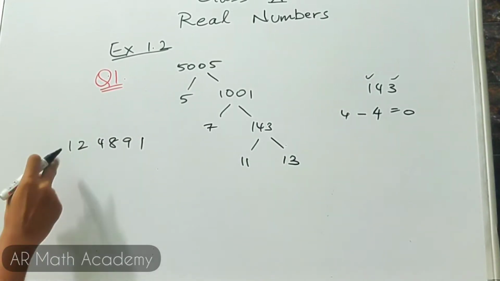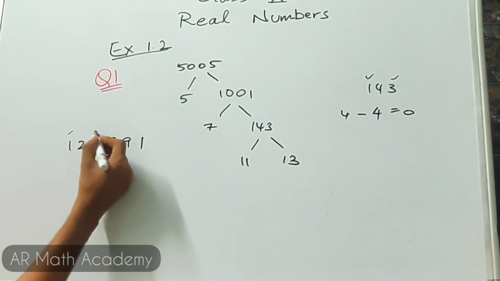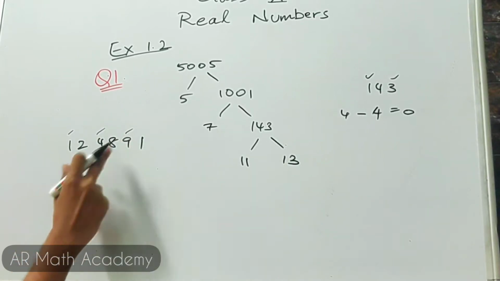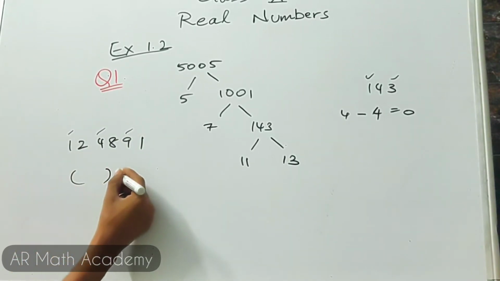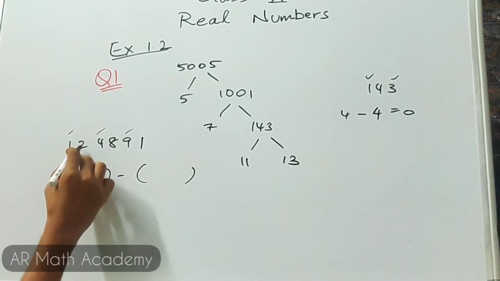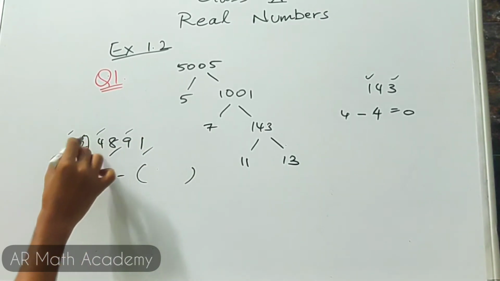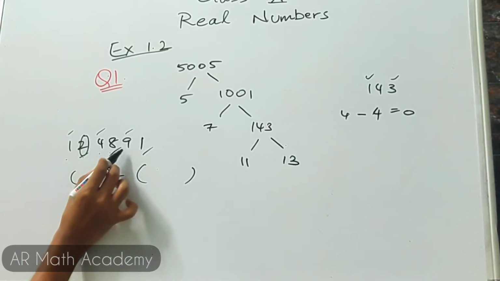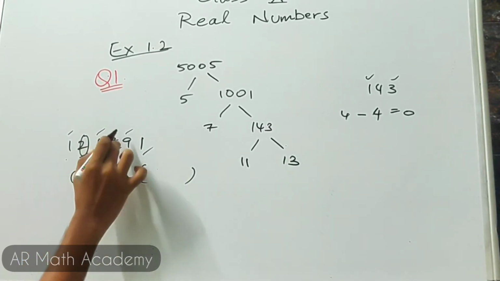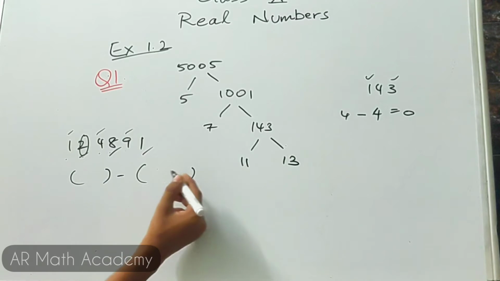So what did I tell you? First add all the odd placed digits, this and this. Add all these and keep it over here in this bracket. And add all even placed digit numbers over here. This is in second place, right? 1, 2, 3, 4, 5, 6. So this is in second place. 4th and 6th, right? So add all these and keep this in this bracket.